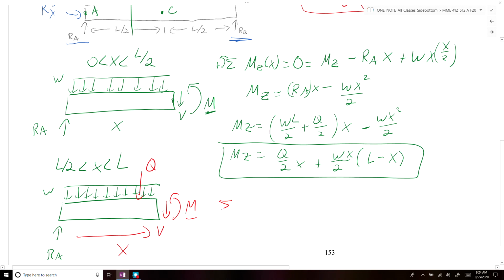If we sum all of our moments at our section cut and set that equal to 0, we'll get Mz plus W times x over 2 minus RA x plus Q times x minus L over 2.